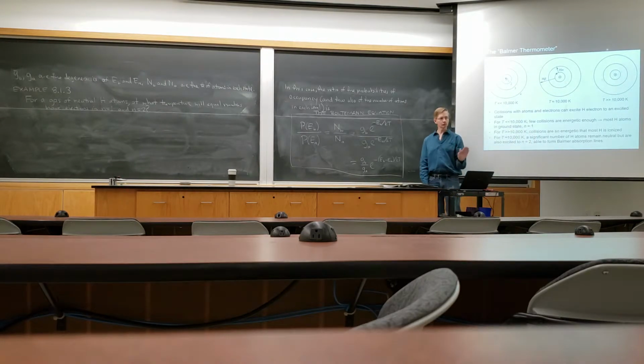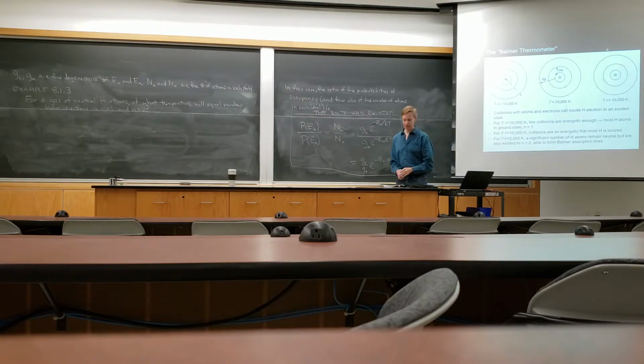And these are for the neutral atoms. So we're not accounting for the ionized ones here. This isn't accounting for ionization. This is saying, of the atoms that are neutral, what fraction will have n equals 2 versus what fraction will have n equals 1, and at what temperature will those be equal to one another. We'll find it's much higher than 10,000 Kelvin.